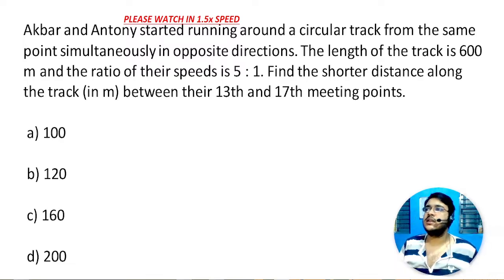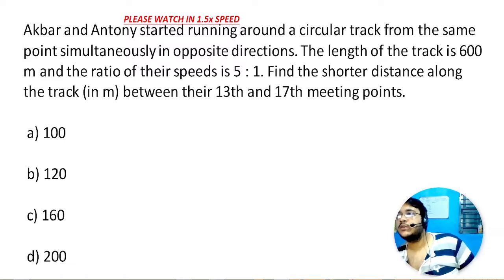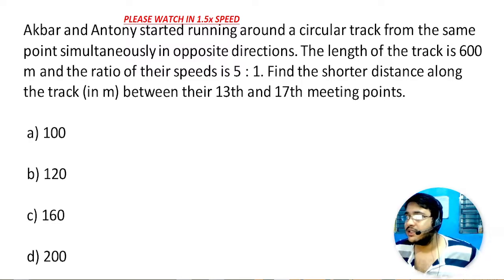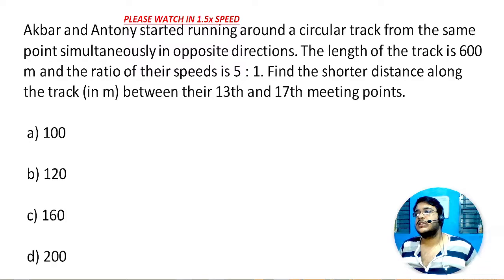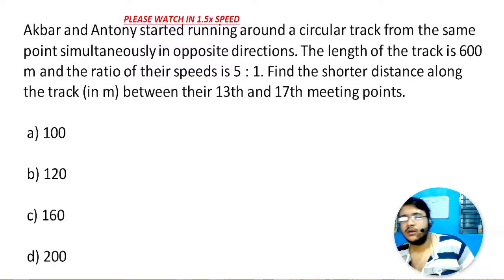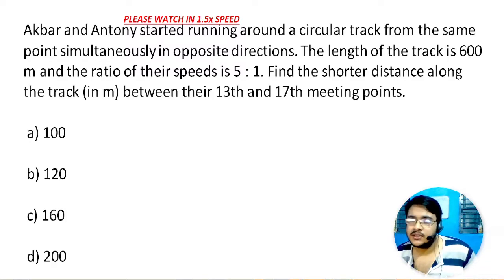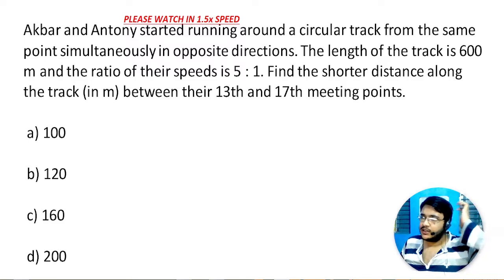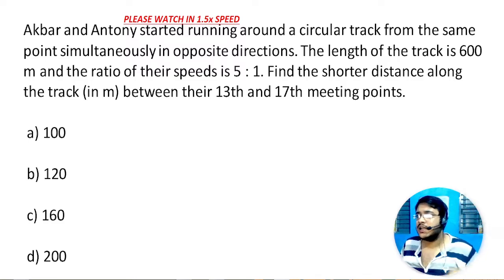Akbar and Anthony started running around a circular track from the same point simultaneously in opposite directions. This is important. The length of the track is given as 600 meters and the ratio of their speeds is 5:1. The moment I have the ratio of their speeds, I know the entire track is now divided into 6 equidistant points. I'll keep that in mind. Find the shorter distance along the track between their 13th and 17th meeting points.